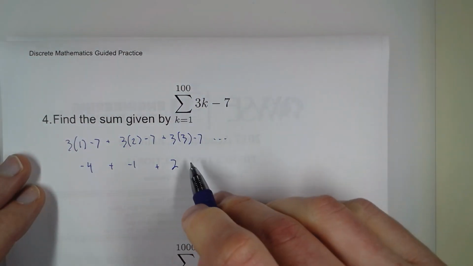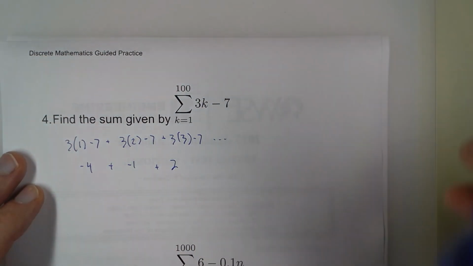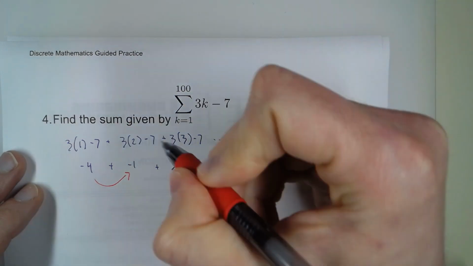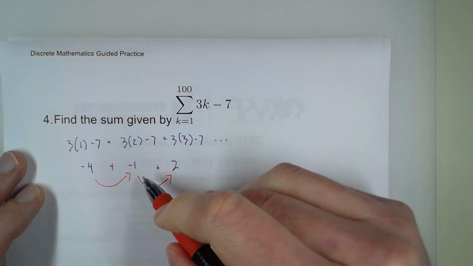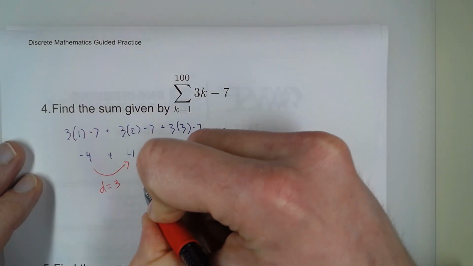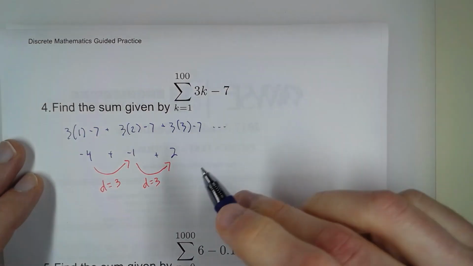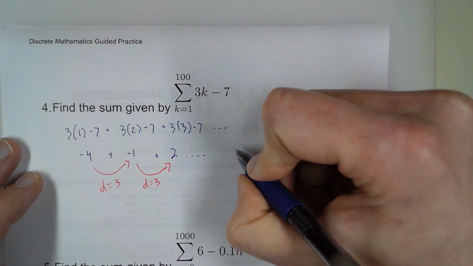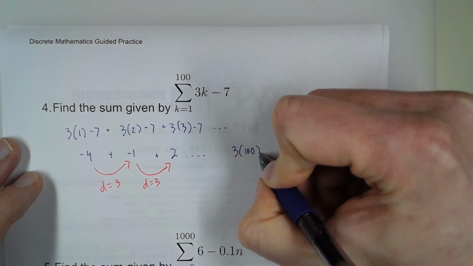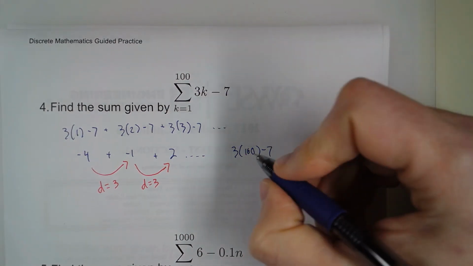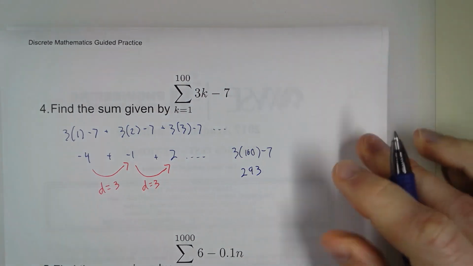Now I plug in these 3 because this tells us what kind of series it is. In this case, we're dealing with an arithmetic series, because to go from -4 to -1 and -1 to 2, we're adding the same number, which we call the common difference. The common difference is 3. And so since we have an arithmetic series, what I need to do is find the last term. So 3 times 100 minus 7, so that's 300, and then 300 minus 7 is 293.